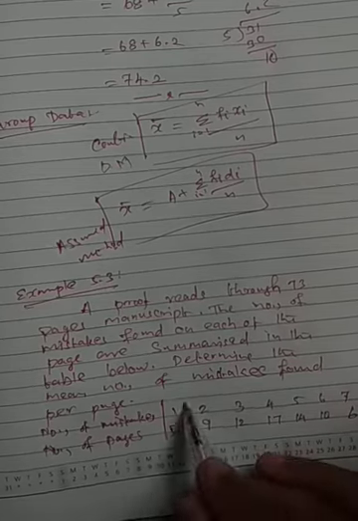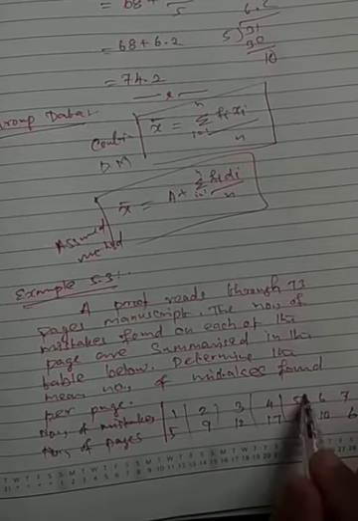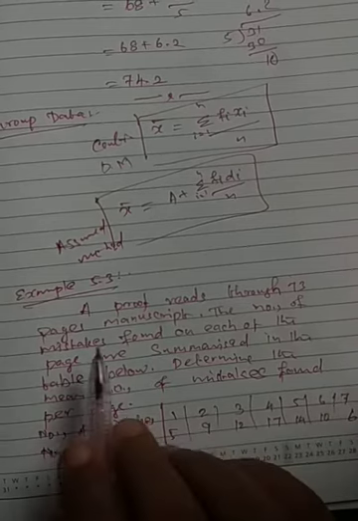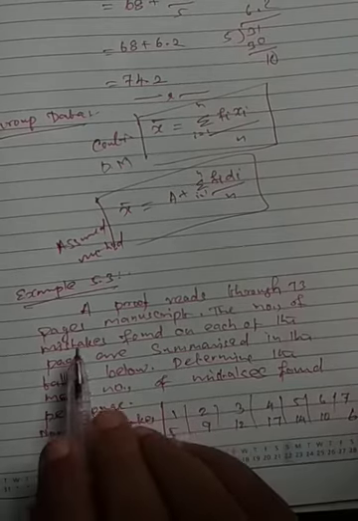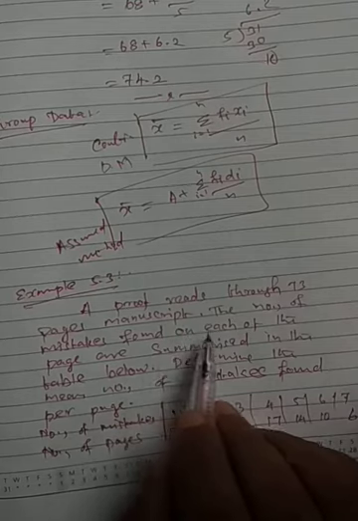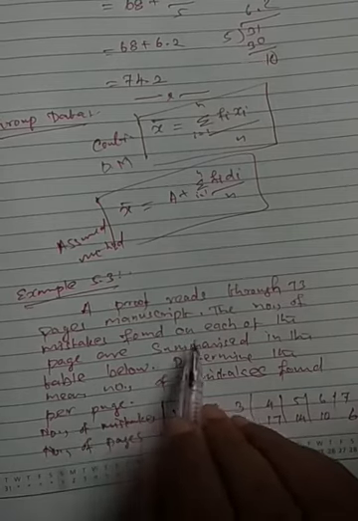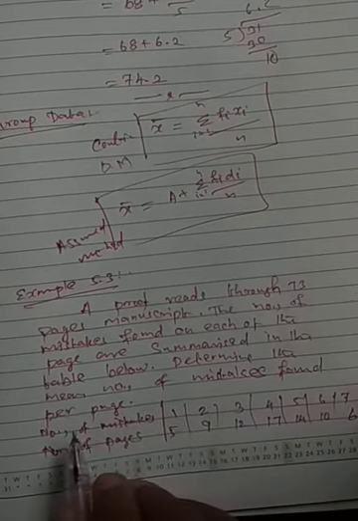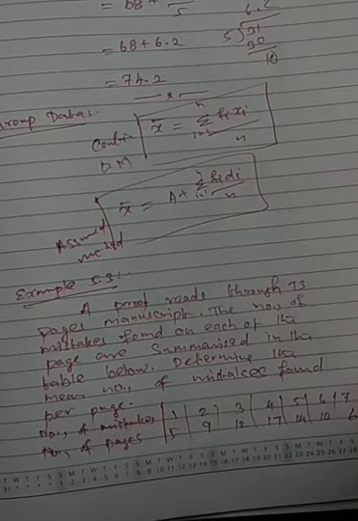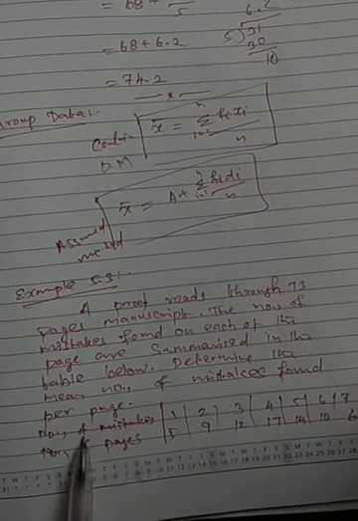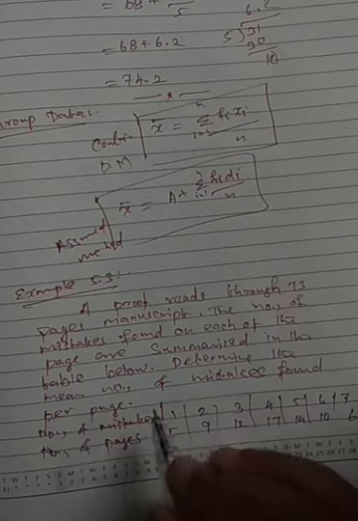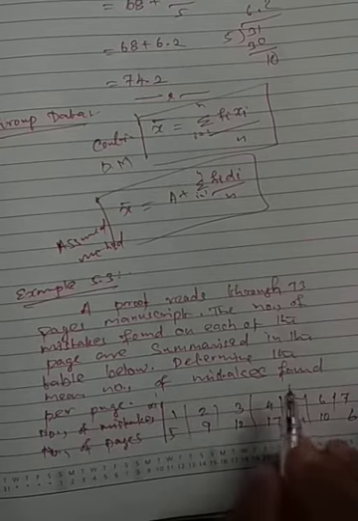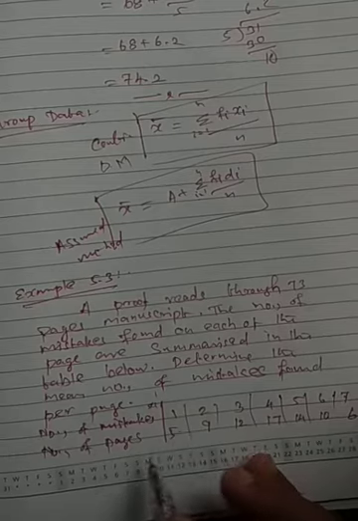Okay, that is the thing. Have you understood the problem, what they are trying to ask? Proofreads through 73 pages of manuscript. The number of mistakes found on each of the pages are summarized in the table below. Determine the mean number of mistakes. Here, mean number of mistakes only. So the mistakes you need to take as xi, the mistakes found per page. This is fi.